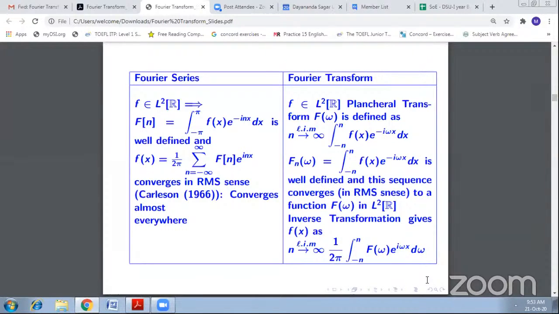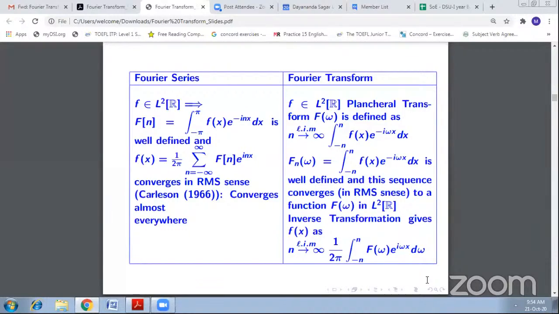So Plancherel had to do hard work and eventually show that the Fourier transform is defined only in the sense of what is known as limit in the mean. l.i.m. means limit in the mean. That means you take the finite interval minus n to n and look at the integral only in that finite interval part, you get a function which depends on omega and n. So I call it f_n(omega). So I get a sequence of functions. Now this sequence of functions, because we have a finite interval, is well defined, and this converges in RMS sense to some function, and that limit function is called the Plancherel transform or the Fourier Plancherel transform.